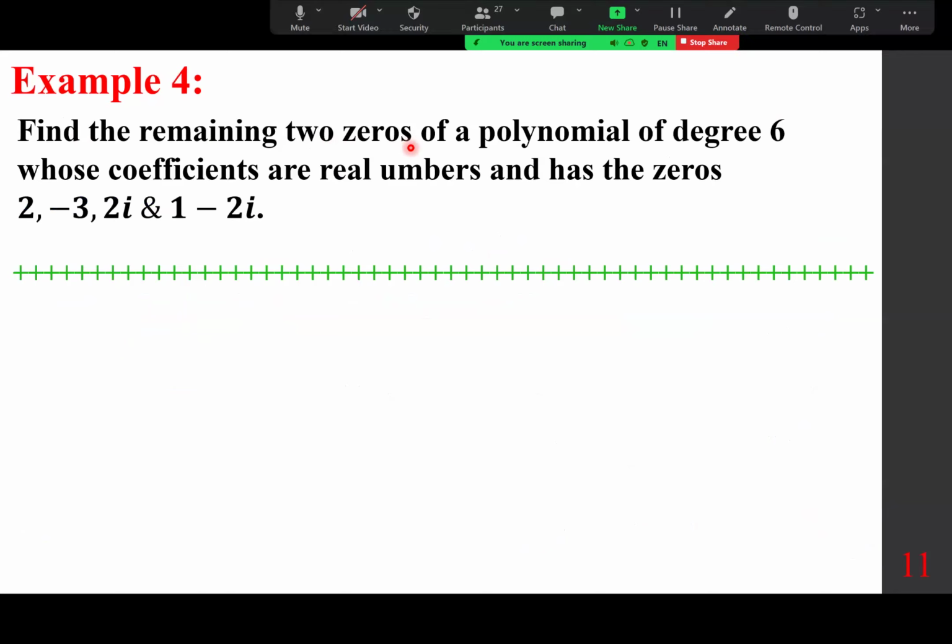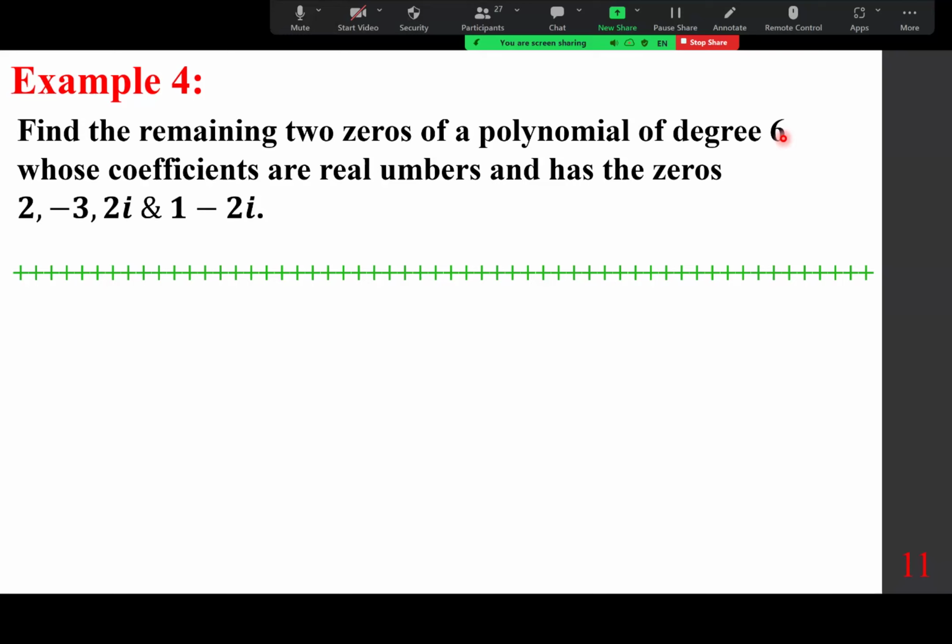Find the remaining two zeros of a polynomial of degree 6 whose coefficients are real numbers and has the following zeros: 2, -3, 2i, and 1 minus 2i. We have total of 6 zeros because the degree is 6.